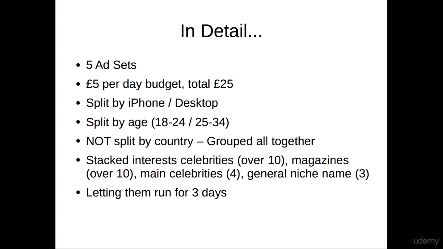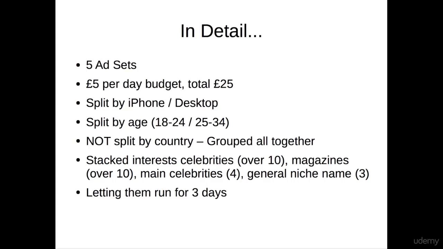I've stacked the interests, so I have a box of interests of celebrities in the niche that this product is about, and there's over 10 celebrities. I've just clicked as many as possible. The same with magazines in another box, so they have to like at least one of these celebrities and at least one of these magazines. And then I added a second celebrities box in which I only put the key celebrities that die-hard interested people that follow this niche will like.